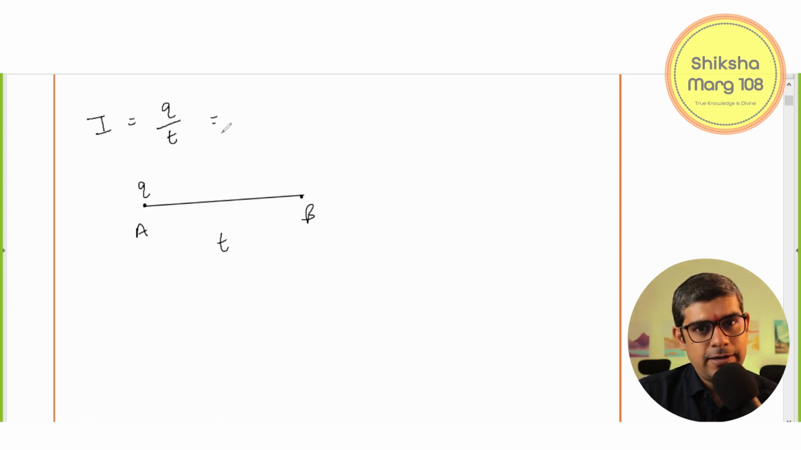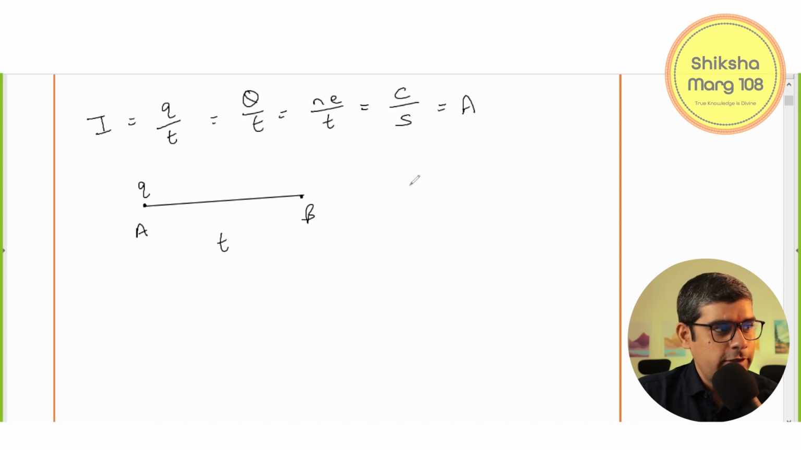In fact, it's going to be capital Q over t if we have a lot of charges. Capital Q, as we saw earlier, is n times e, which is the number of charges times the electron charge, over t. If you look at the unit, it's going to be coulomb per second, which is now going to be called ampere. So if I know what is 1 ampere, it means that a charge of 1 coulomb passes in 1 second from point A to point B. So quite a big charge.